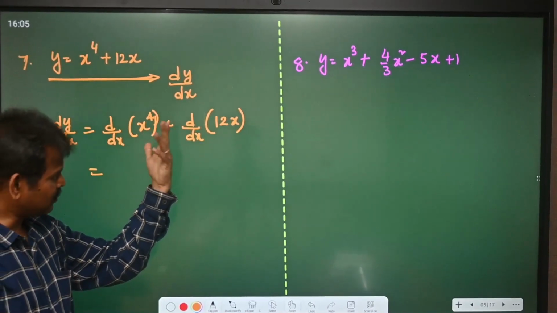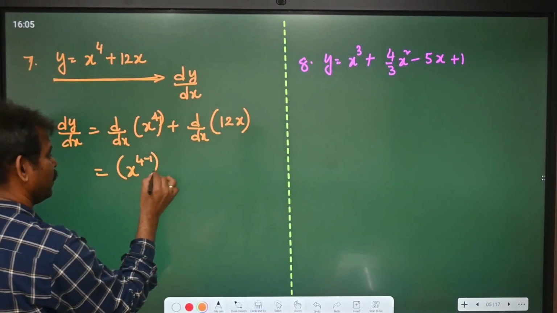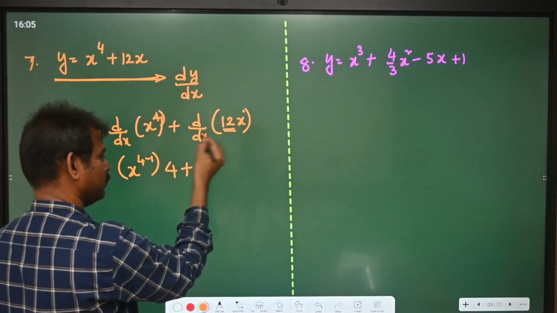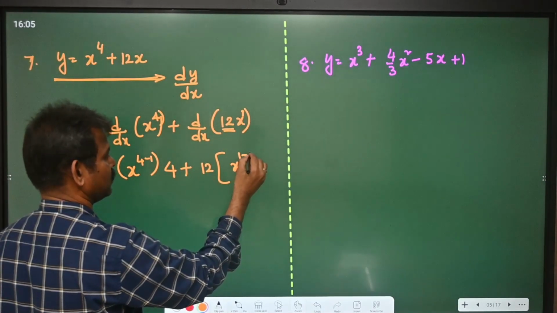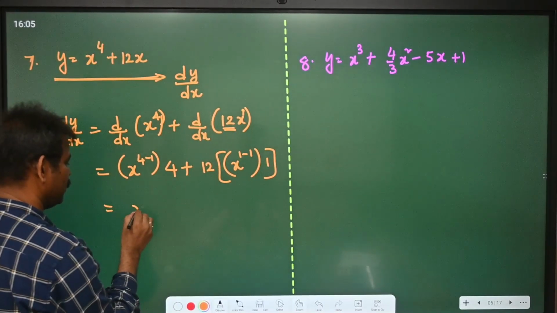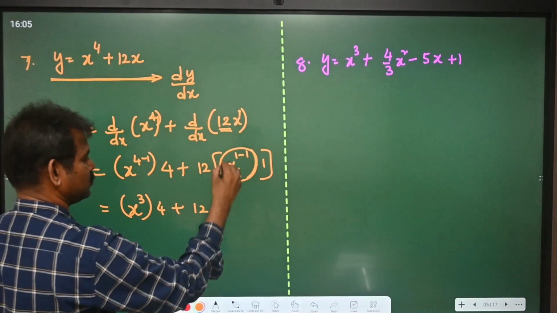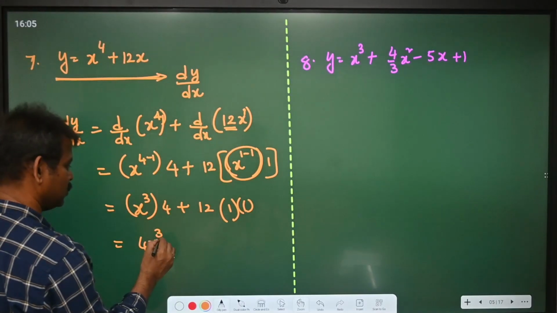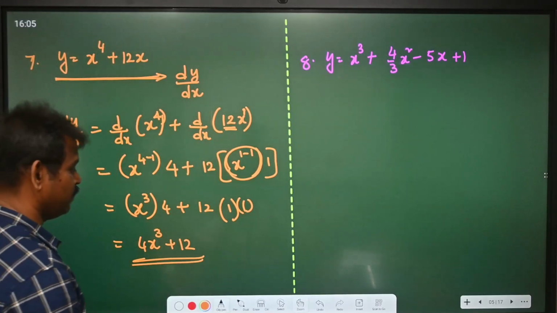In this, once again the same rule: power reduces by 1, multiply with the same power. Here 12 is the constant, bring it outside. Now this will be x power 1, reduced by 1 and multiplied with the same power. So this will become x cube into 4, and 12 into x power 0 is 1 into 1. So the answer is 4x cube plus 12. This is the derivative of this one.